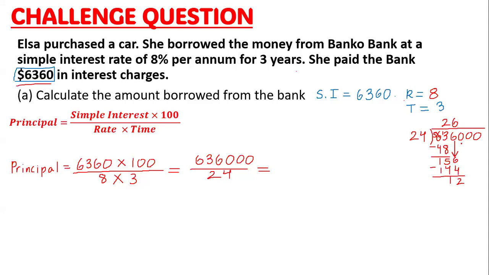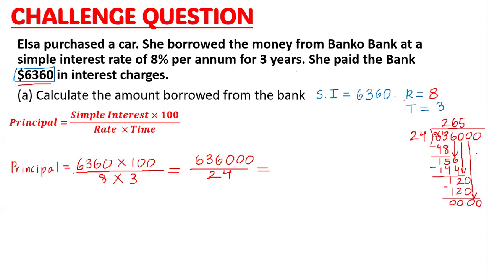Bring down the 0. How many times does 24 go into 120? 5 times. 24 times 5 is exactly 120. We subtract 120 from 120. That is 0. Bring down the 0.